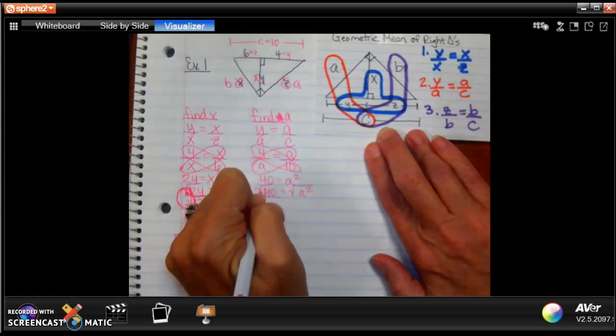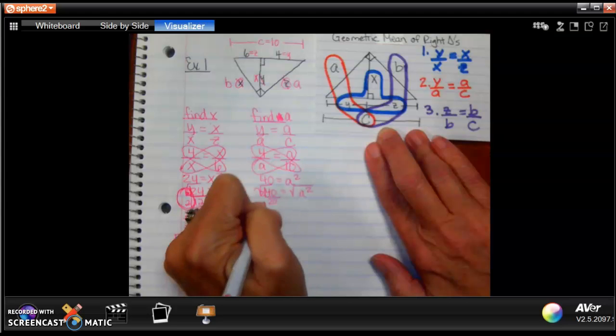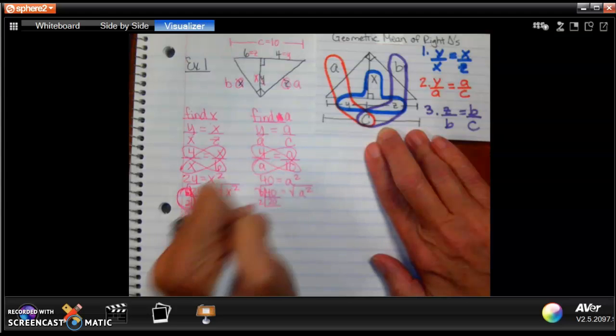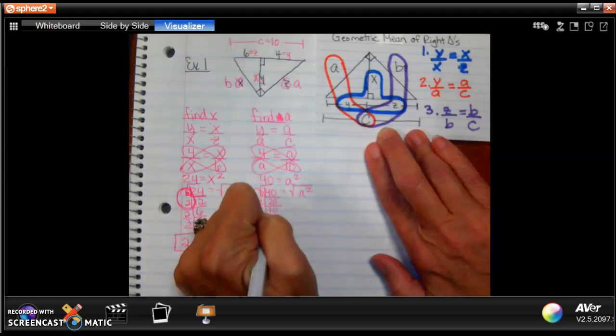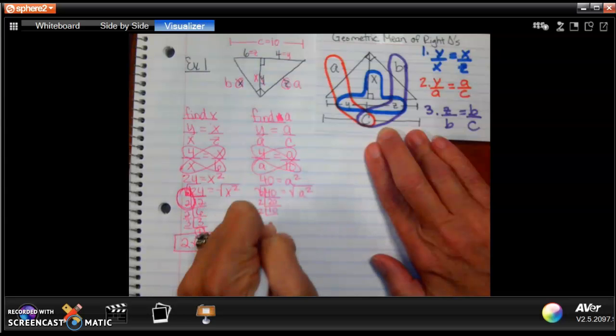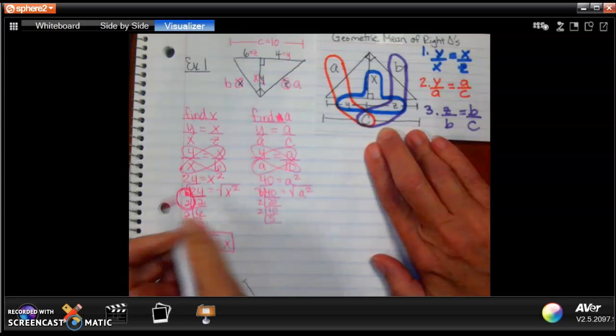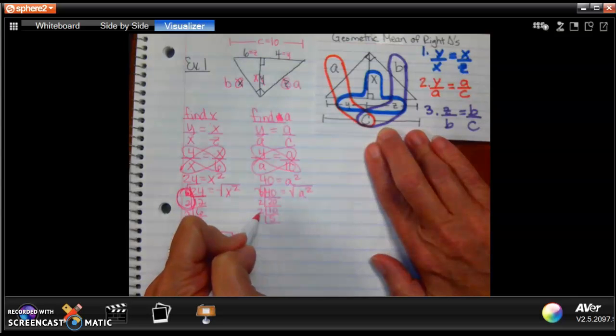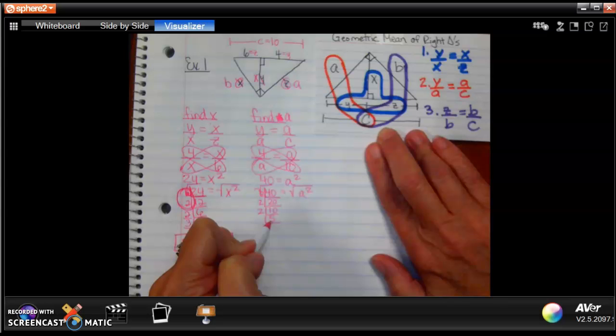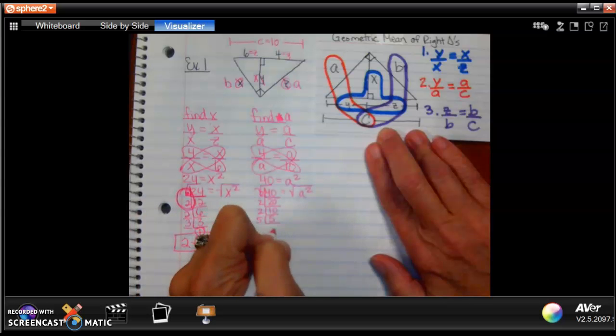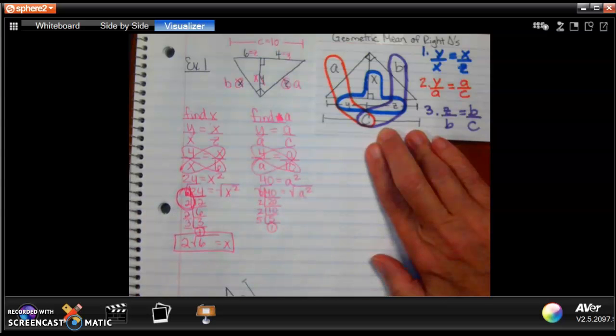So 40 is divisible by 2. I get 20. 20 is divisible by 2. I get 10. 10 is divisible by 2. I get 5. And now I'm no longer able to divide by 2. My next prime number is 3. 3 doesn't go into 5. My next prime number is 5. 5 goes into 5 one time. When I get to 1, I know I'm done.